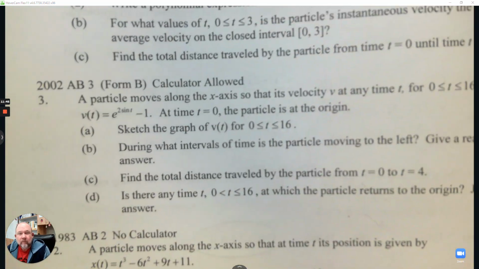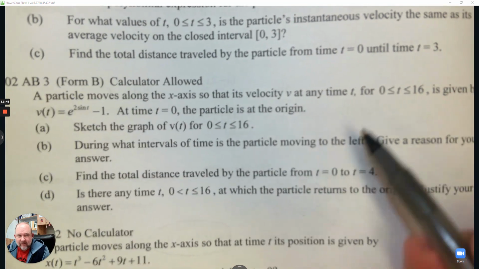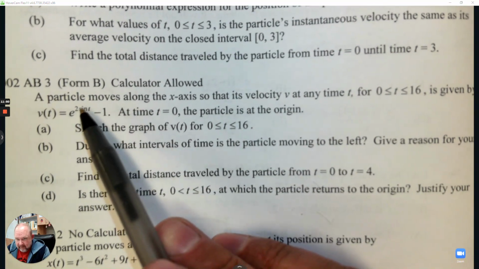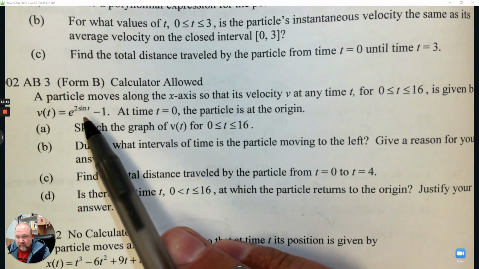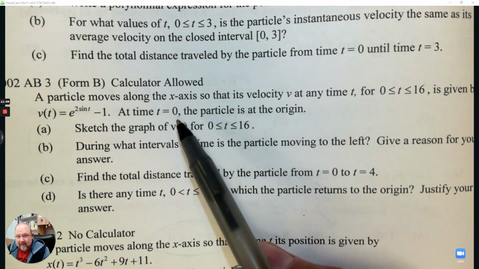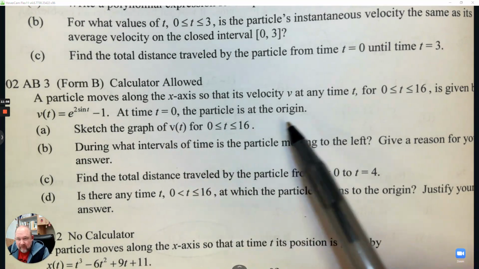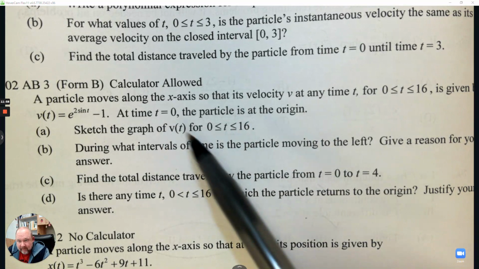A particle moves along the x-axis from 0 to 16, and the velocity is given here: e to the 2 sine t, subtract 1. At time equals 0, the particle is at the origin. Sketch the graph of the velocity from 0 to 16.